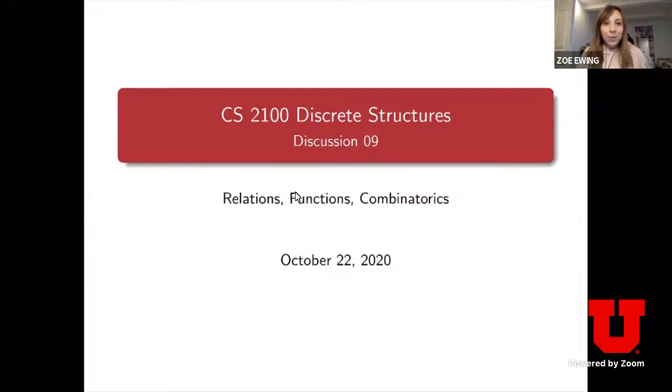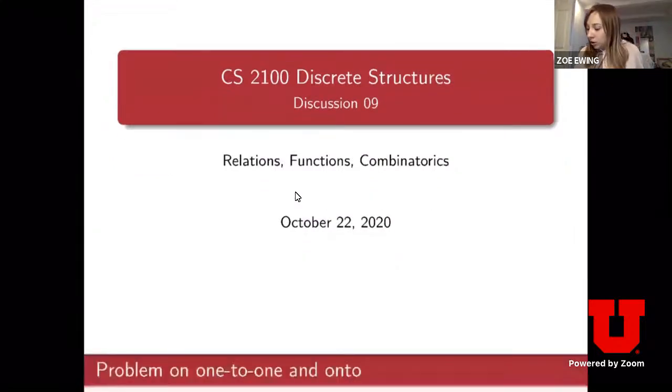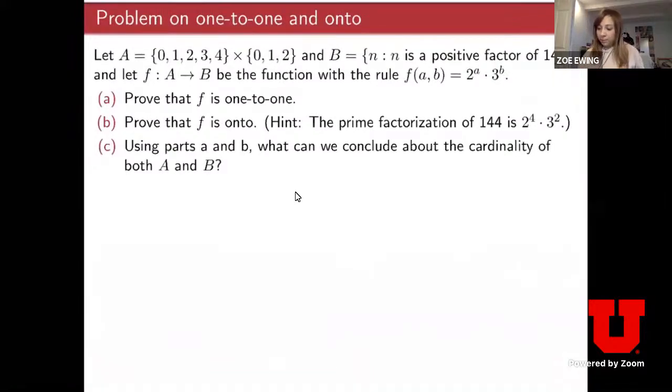Not a lot of you here today, but we're going to go over relations, functions, and combinatorics. So let's look at our first problem.